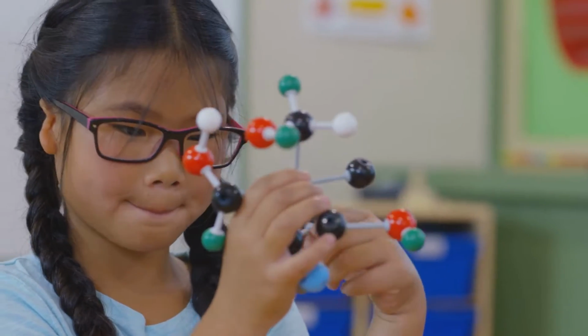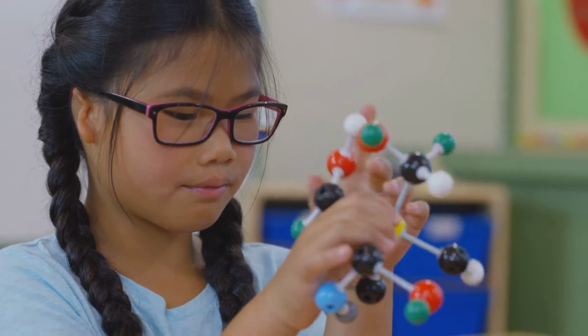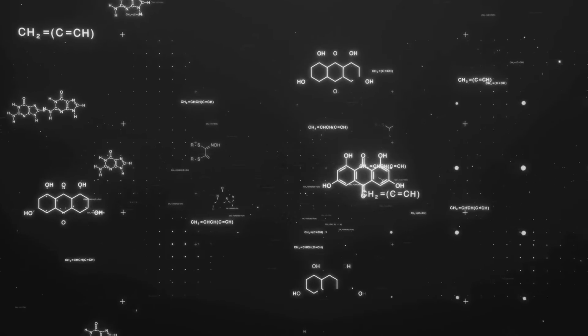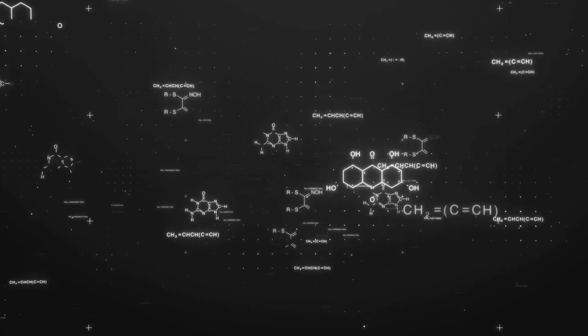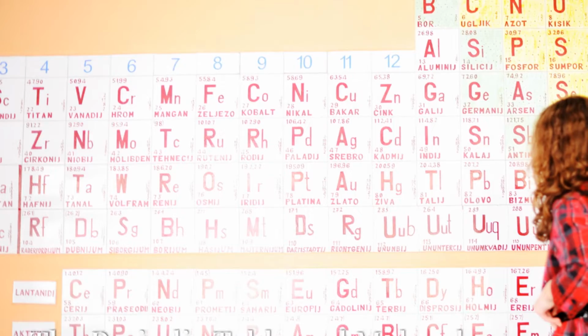Now, in order to understand chemical reactions, we first need to understand the building blocks of matter: atoms. Atoms are the smallest particles of matter that make up everything around us. Each atom is made up of protons, neutrons, and electrons.